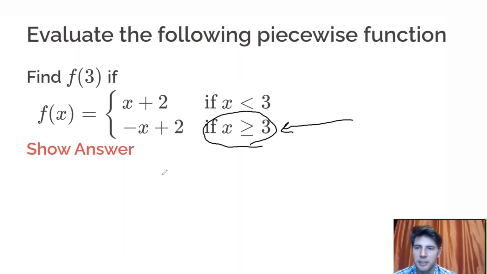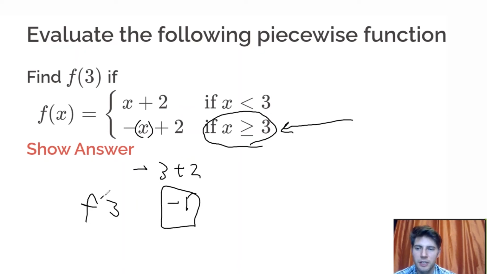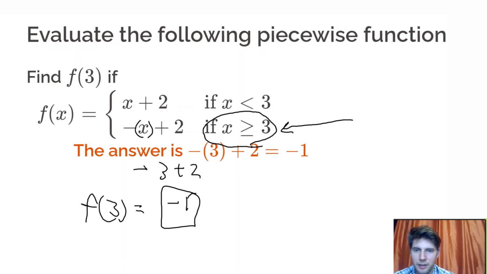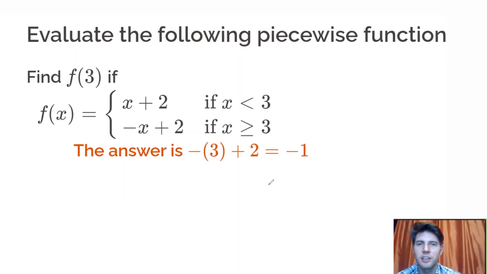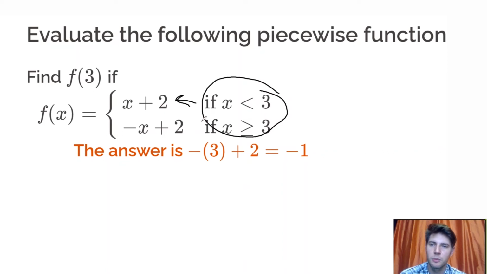So now we plug it into here. Negative, and then we're going to plug the 3 into that x plus 2, and negative 3 plus 2 equals negative 1. So that's the answer. f of 3 is negative 1. We can check it, and there it is, negative 1. This is how you do all piecewise functions. You'll just find out which domain it's defined in, and that tells you which function to use.